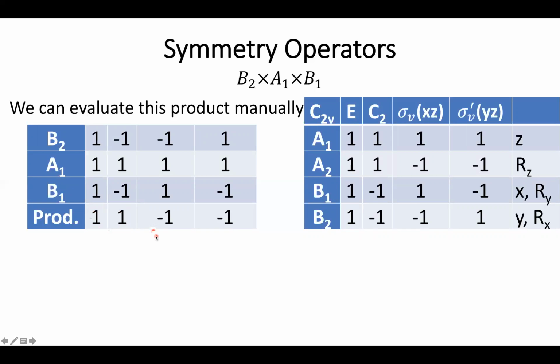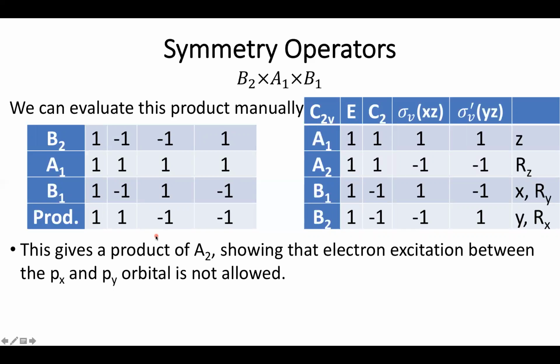Now, here's our problem. Since our product belongs to the A2 irrep, this also means it's anti-symmetric to integration, which means any integral of the A2 resulting function is going to give me a value of 0 when integrated over all space. So congratulations, we've shown that electron excitation between the px and the py orbital is going to be symmetry forbidden, no matter whether the photon comes along the x, y, or z axis.